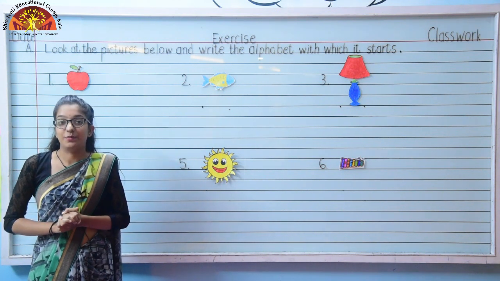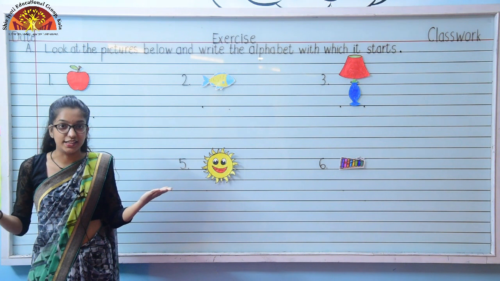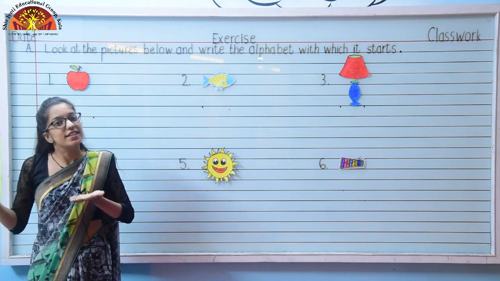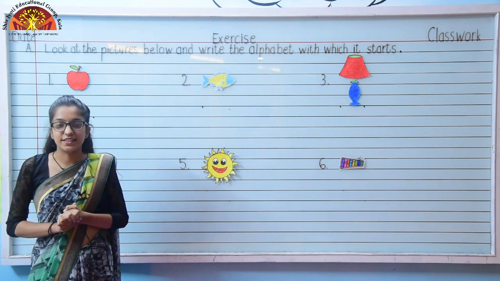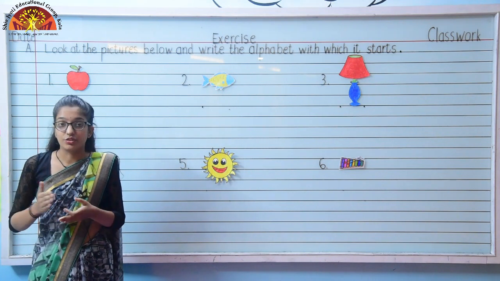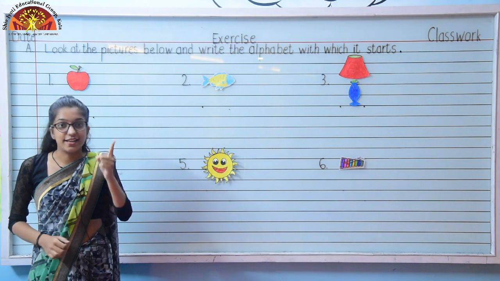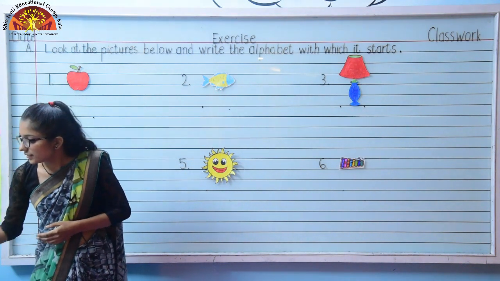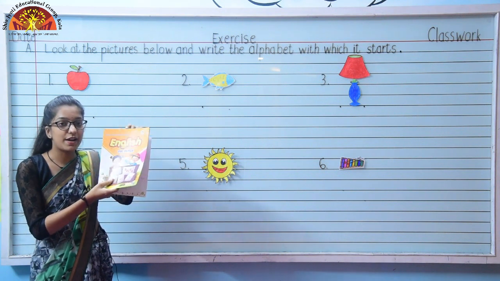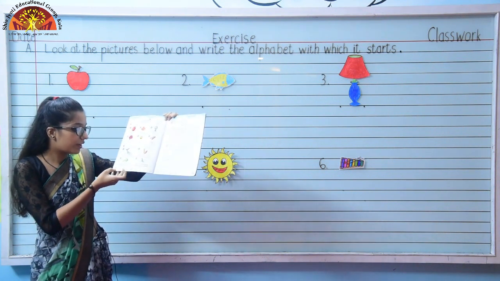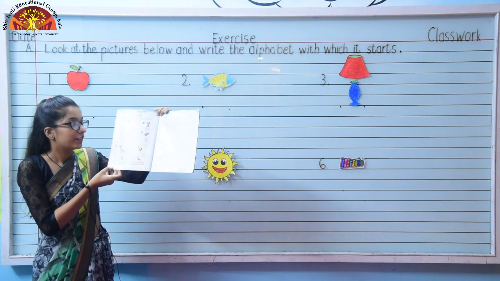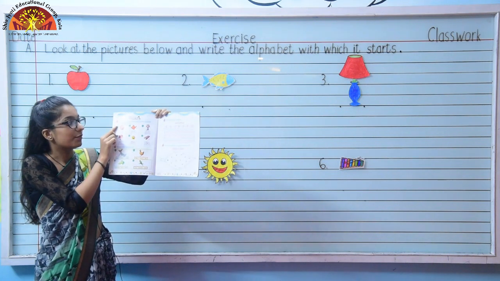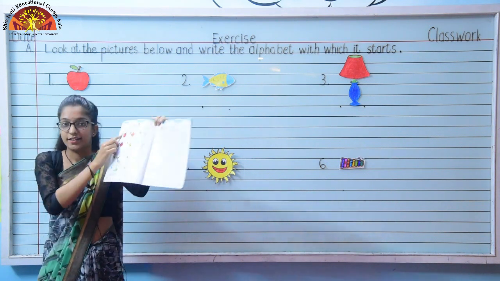So kids, in the previous classes we have already learnt about capital and small letters A to Z. So today we will do one exercise related to alphabets. Everyone take out your English pre-primer book, open page number 10, mention the date and classwork here. Come to question number A.